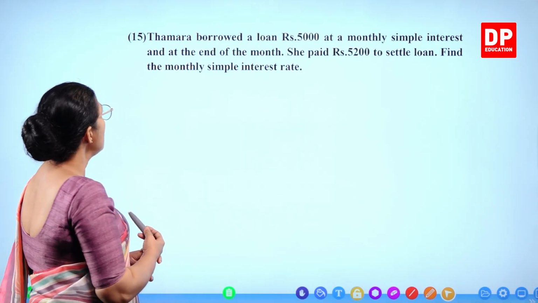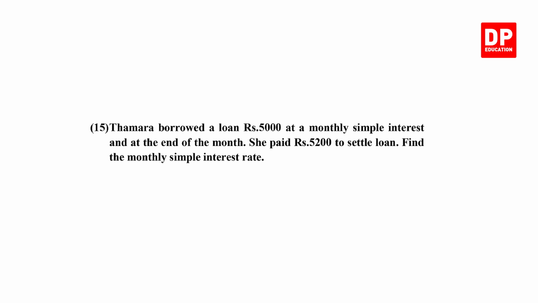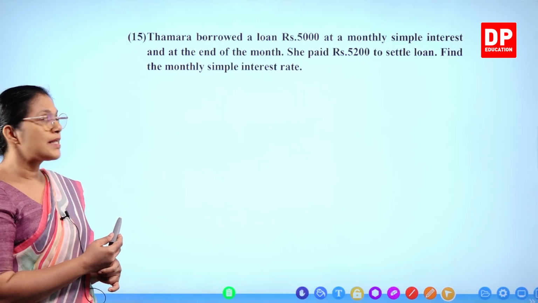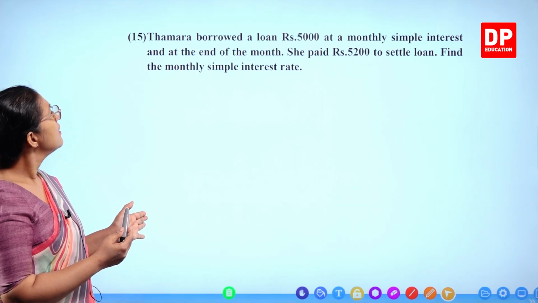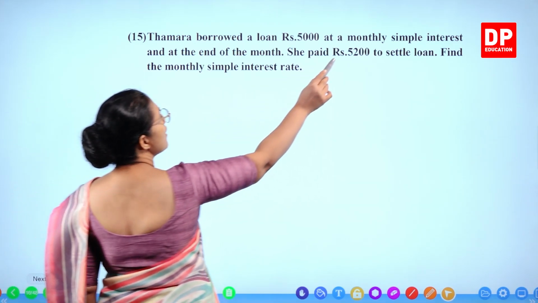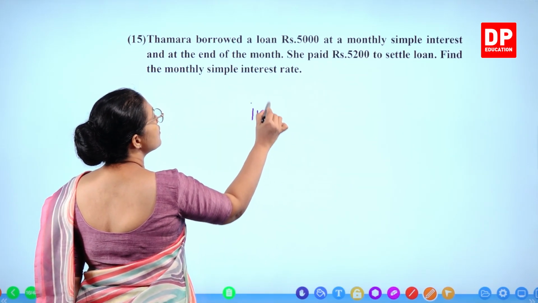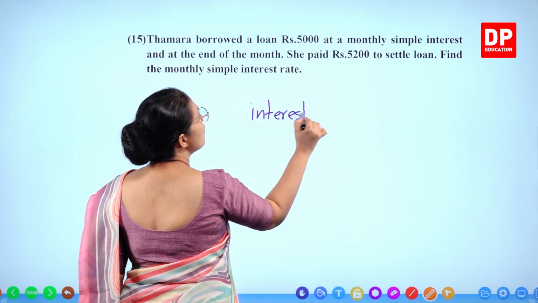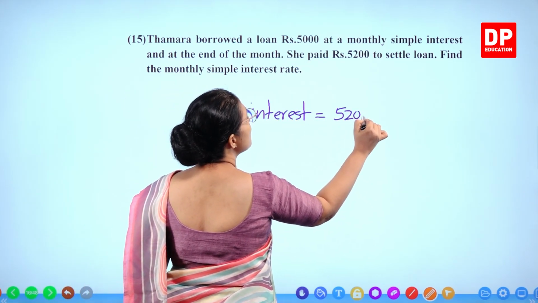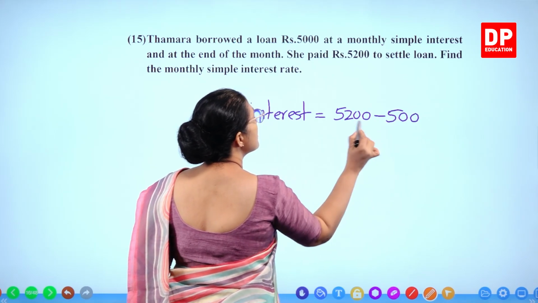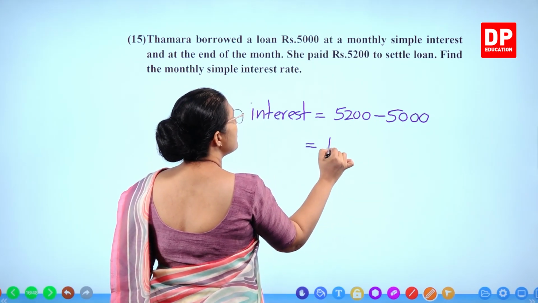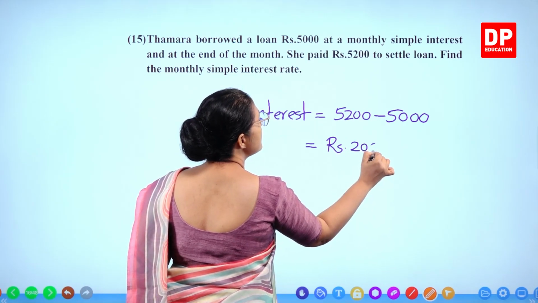Question number 15. Tamara borrowed a loan of 5,000 rupees at a monthly simple interest, and at the end of the month, she paid 5,200 to settle the loan. Find the monthly simple interest rate. So what's the interest given? 5,200. Interest is given as 5,200 minus 5,000. That means 200 rupees paid as the interest.